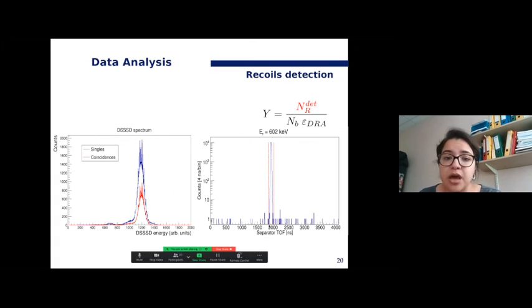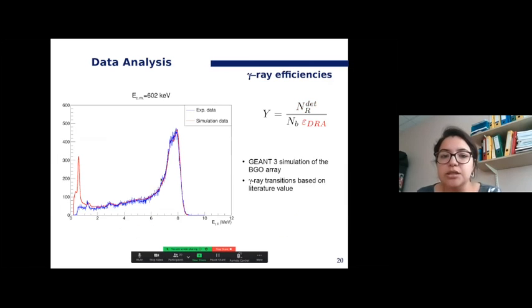So we see that the time of flight spectrum for this resonance is beautifully clean, with very few background events. And the difference between the singles and the coincidence measurement in the DSSD is due to the gamma ray detection efficiency. So the latter is deduced from a GEANT3 simulation, where the energies of gamma rays detected in the BGO array are simulated, assuming a known decay scheme. The resulting spectrum in red is then compared to the experimental one in blue, and we can see here that we obtain a good agreement, especially for energies around 6 to 8 MeV.